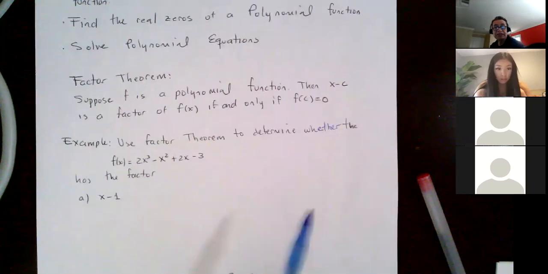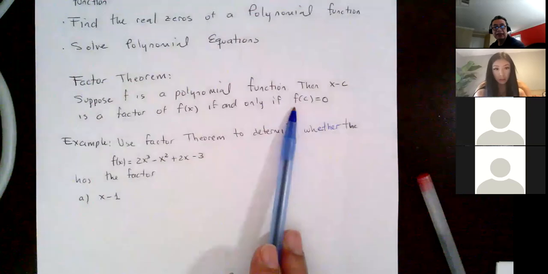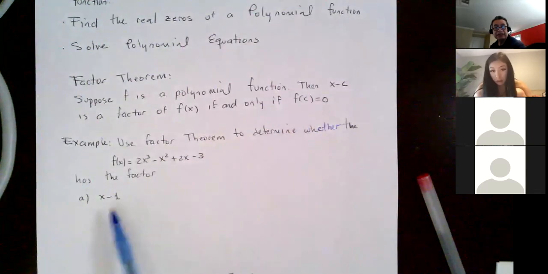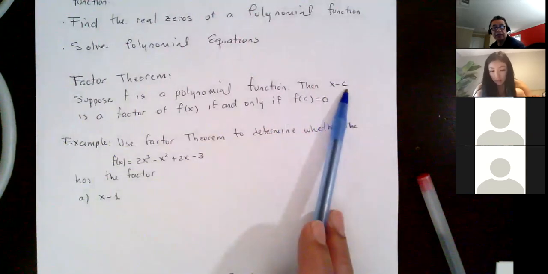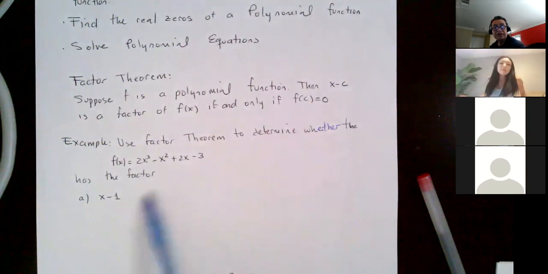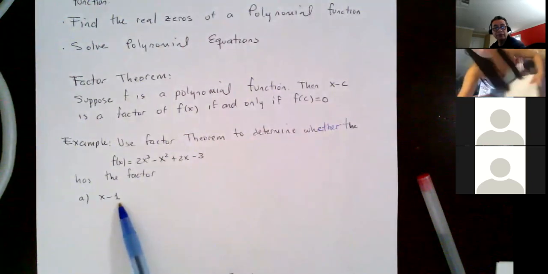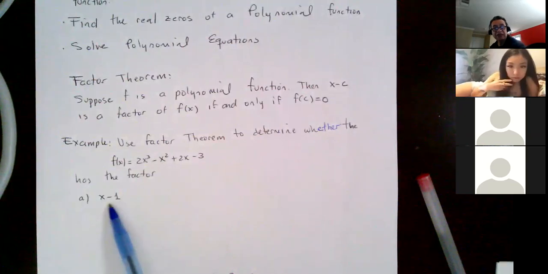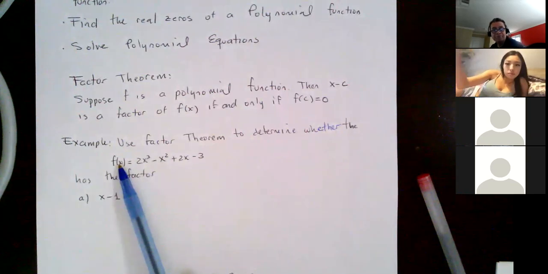There are two ways to check if f of c is equal to 0. Notice, let's go back here, x minus c, which is similar to x minus 1. What is the value of c? The value of c here should be 1. So to check if x minus 1 is a factor of f of x, there is more than one way.